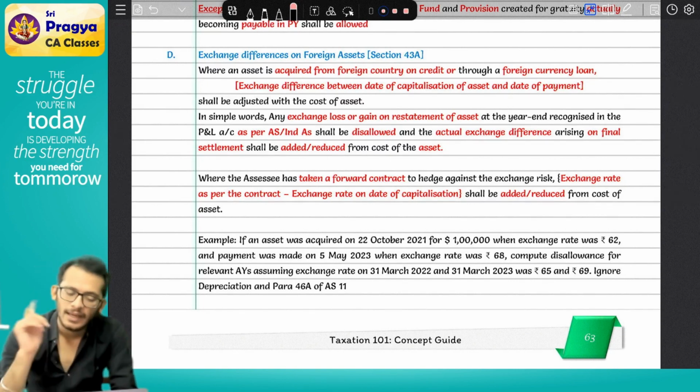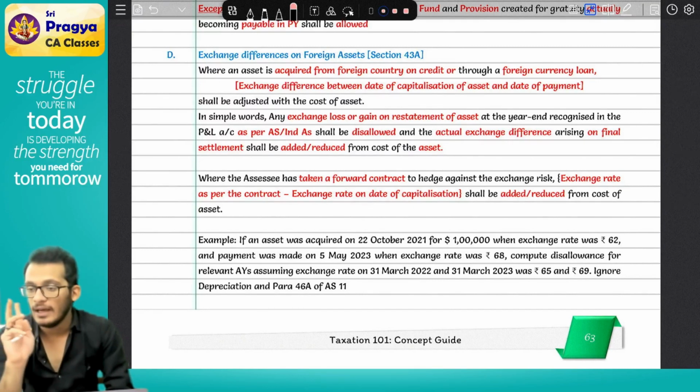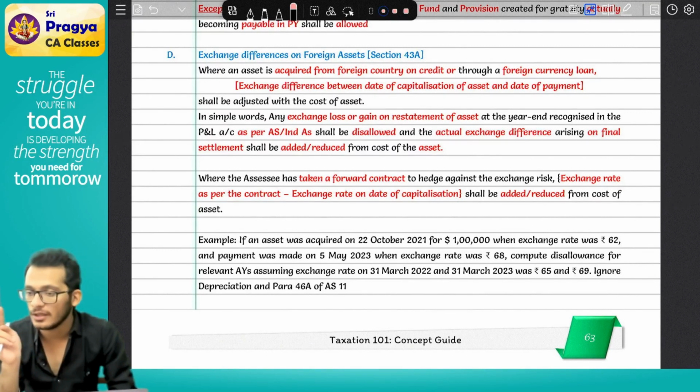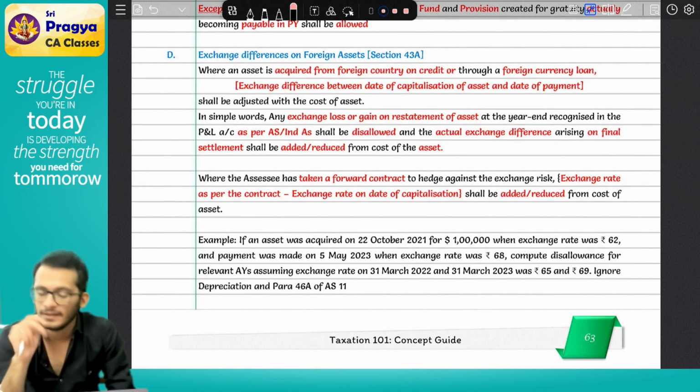In simple words, any exchange gain or loss on restatement of the asset at the year end will be disallowed, and the actual exchange difference will be added to the cost of the asset. Yes or no? Yes. Look at the example.